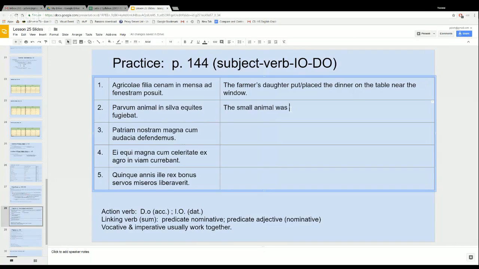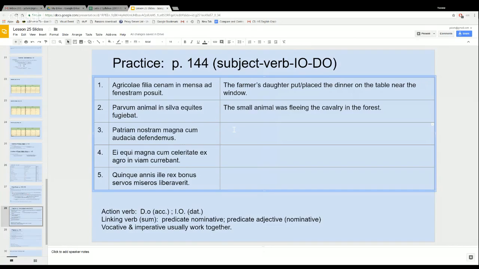Anybody know what fugio means? To flee. Flee from. Or fly. Very good. You were fleeing. Okay, we're still alive. From the horseman. We're fleeing. Yep, the horsemen or the cavalry. Where? In the forest. In the forest. So what construction is in silva? The ablative of place where. Awesome. Spot on. Nice way to spot that construction.